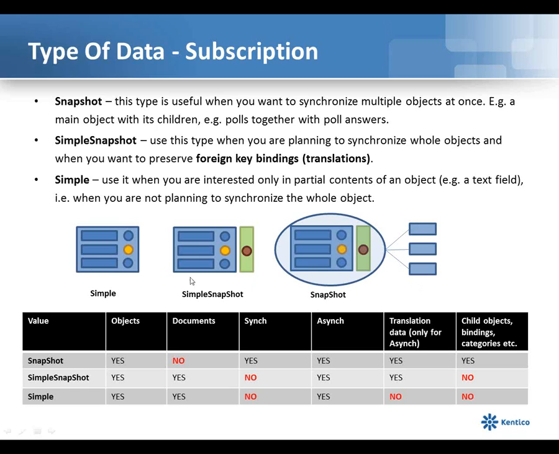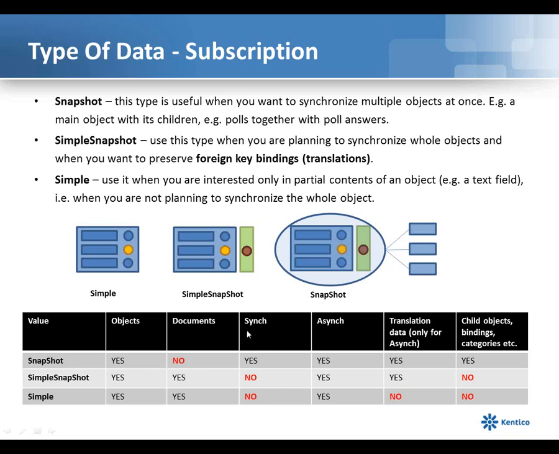If you want to simply synchronize the object from one table without any foreign key bindings, translation, child objects, etc., you do a subscription to a simple type of object, or simple snapshot if you require translation. So here's a table for you which is very important. Objects do support all of these data types for subscription. Documents, unfortunately, don't support snapshot.